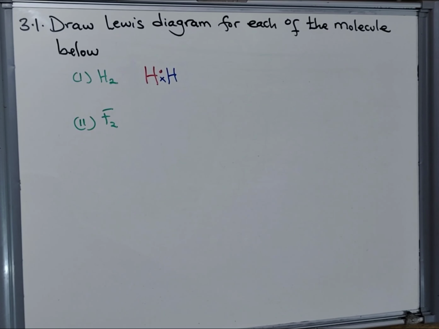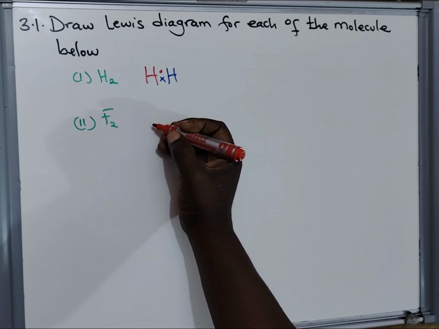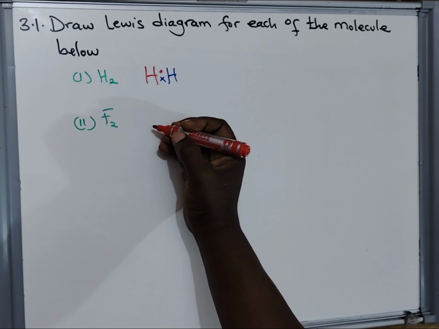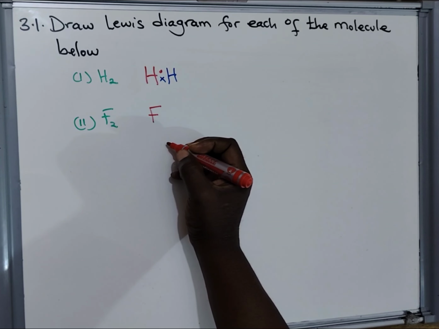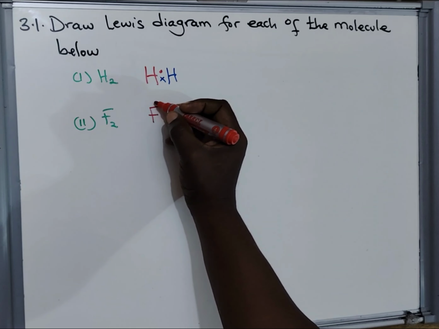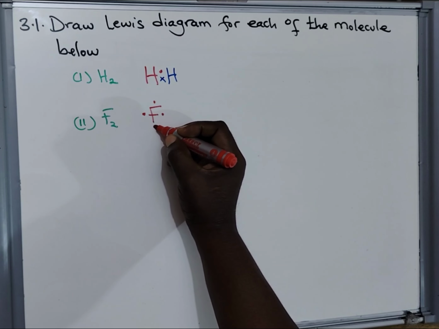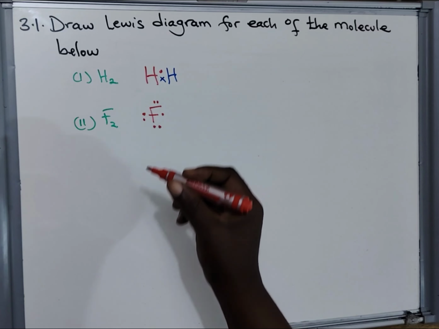The second one is fluorine. You have to know that fluorine has 7 valence electrons. It belongs to group 7, which some people call 17. So it has 7. And how do you do it? You have F with the 7 electrons distributed around it. So it's going to be 1, 2, 3, 4, 5, 6, 7.